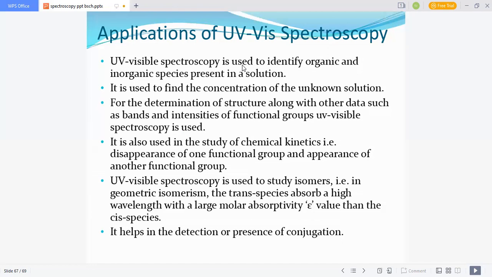UV visible spectroscopy is used to study geometric isomerism: trans species absorb at a higher wavelength with a larger molar absorptivity value than the cis species. It also helps in the detection of the presence of conjugation.